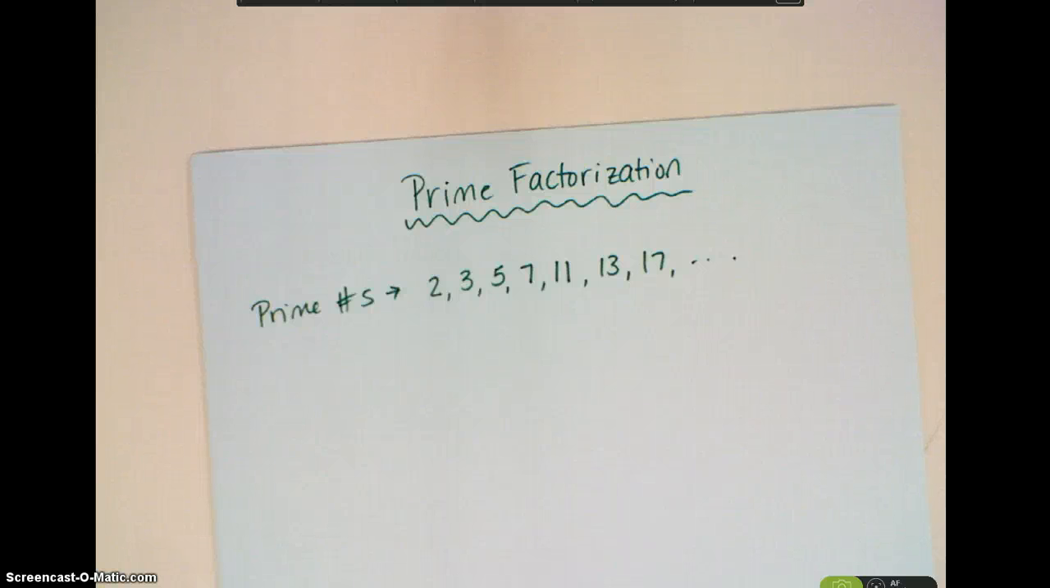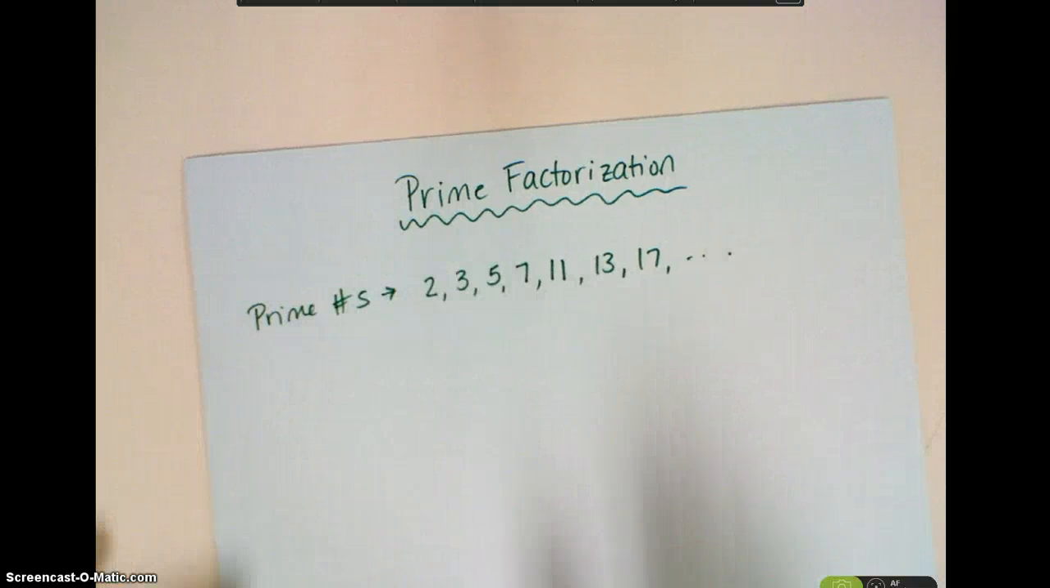Usually you don't see higher than that at this level, but those are all prime numbers because they can't be divided by anything other than themselves and 1. So we'll start with an easy one. We'll just start with 8.